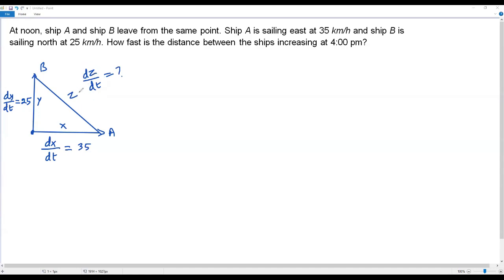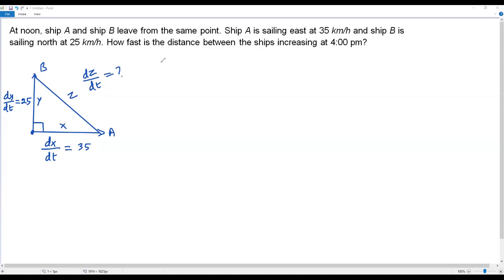Okay, now what we have to do is link the three variables x, y, and z, so that we'll be able to use the information we have over here. So clearly, it's a right triangle, because we have a right angle over here. Because ship B is sailing towards north, we have a vertical line over here, and ship A is sailing towards east, we have a horizontal line over here. It's a right triangle. In this right triangle, we can use the Pythagorean theorem.